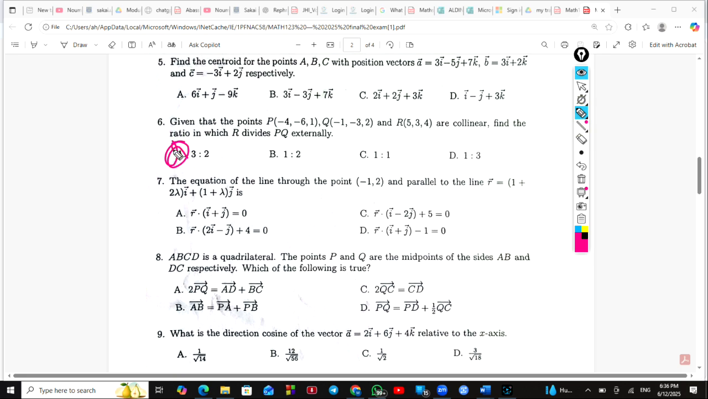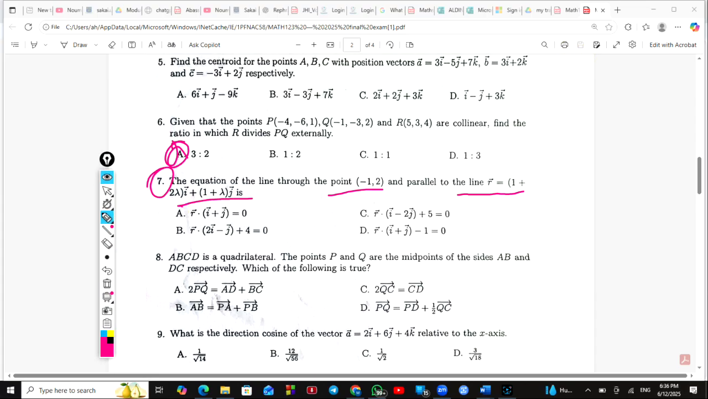We've used a lot of time for question 6. Let's wrap up with the last 4 questions. Question 7: the equation of the line through the point. We are going to find the equation of the line through this point and parallel to this line, r equal to 1 plus 2 lambda i plus 1 plus lambda j.